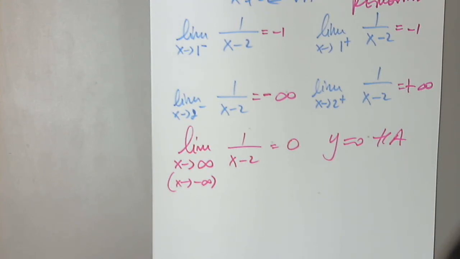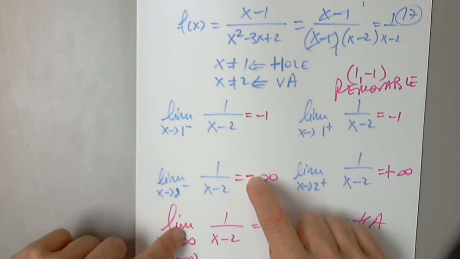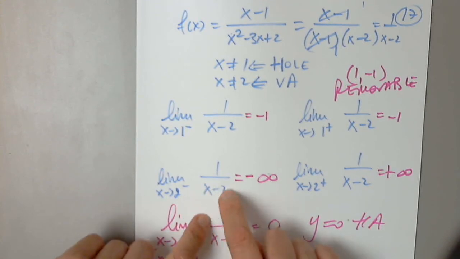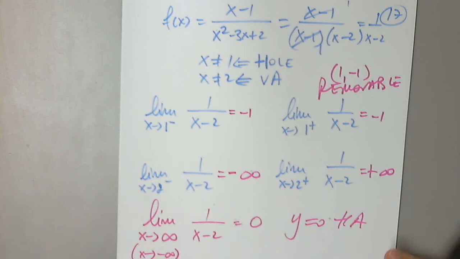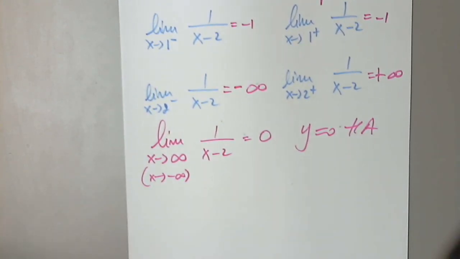Any questions? How did you determine the negative infinity? Because it's a vertical asymptote, you mean the sign? Yeah. 2 from the left is 1.9, and 1.9 minus 2 is a negative number. 2 from the right is 2.1, and 2.1 minus 2 is positive. And the top is positive. Anything else?